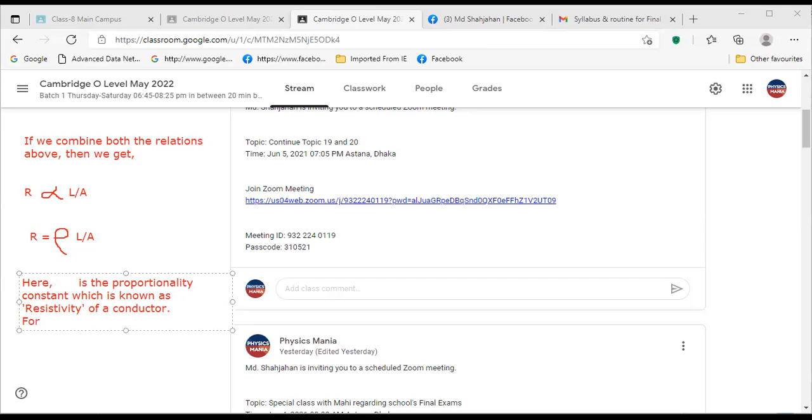For a certain element, for example copper, the resistivity is constant. For copper, the resistivity is fixed, or is a constant.